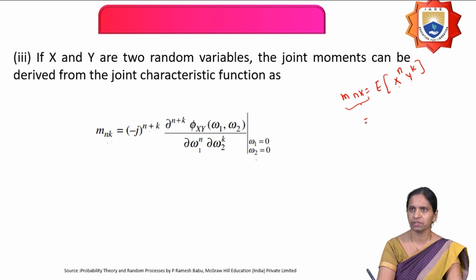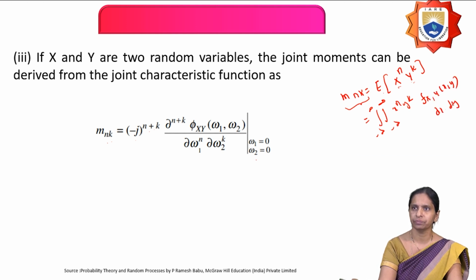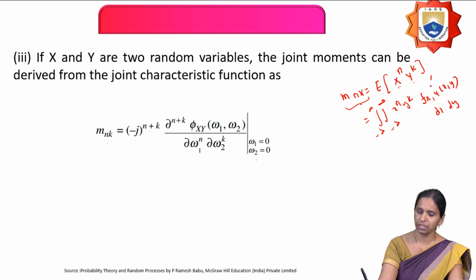Now, what is this formula actually? If they are continuous random variables, I can write integration from minus infinity, and since you have two random variables here, I am writing the double integration. So the expectation of any function is that function into, since you have two random variables x and y, the joint density function f xy of x comma y dx dy. If you know the joint density function, then you can calculate the joint moments about the origin.